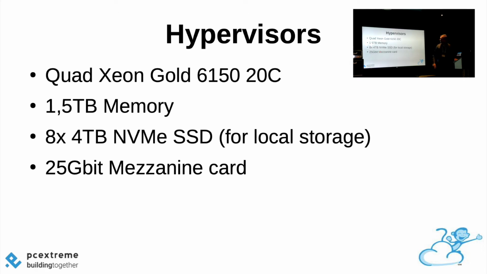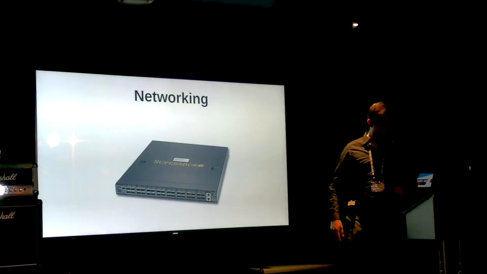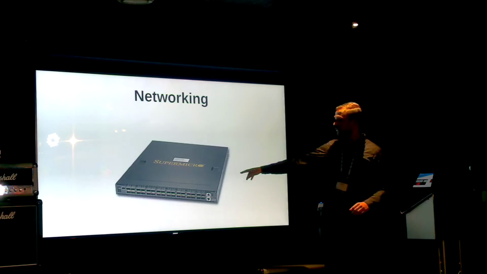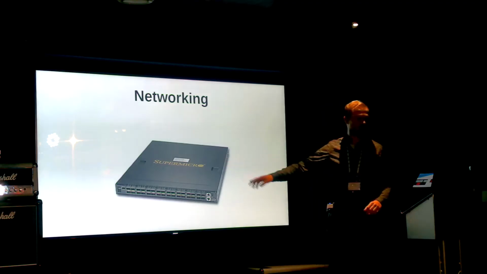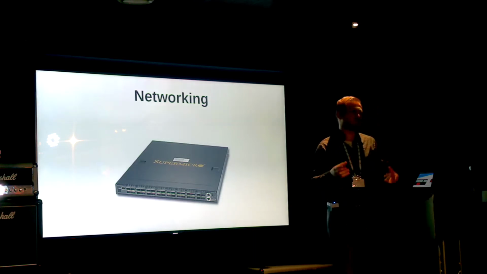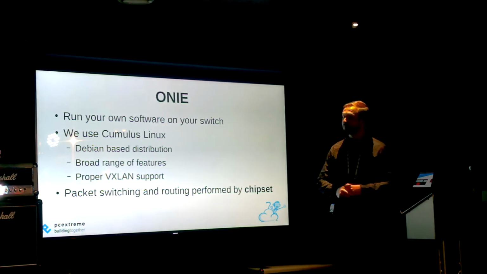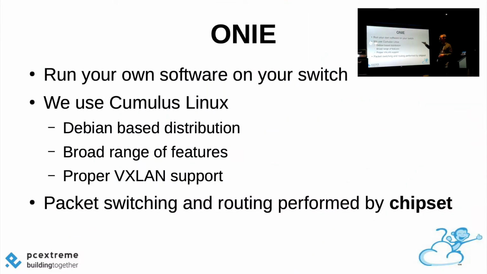So since we are using Supermicro hypervisors, we are now also moving towards Supermicro switches. I couldn't find a higher resolution of these, but this is a 32 times 100 gig switch from Supermicro. It's actually not a switch, it's a fully fledged router, but we're using ONIE. So we are using Cumulus Linux running on top of those switches.